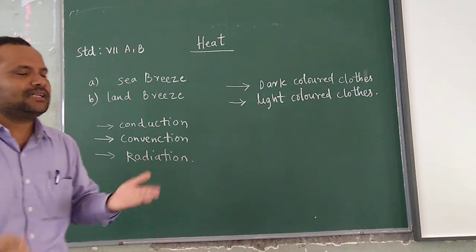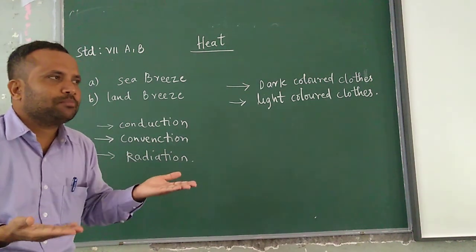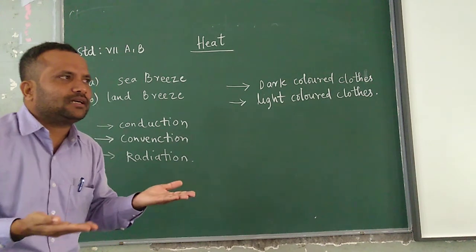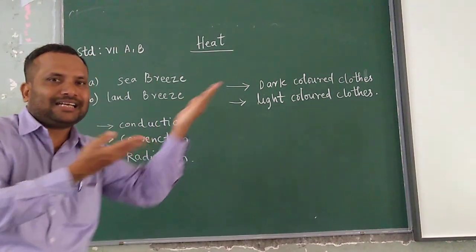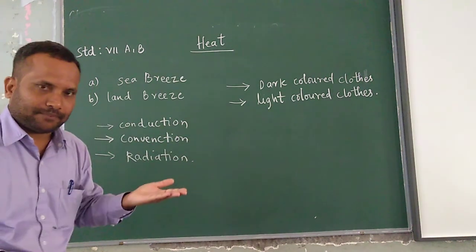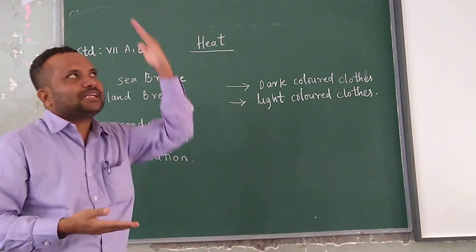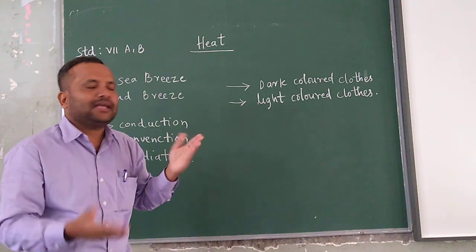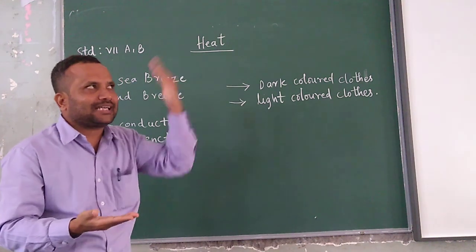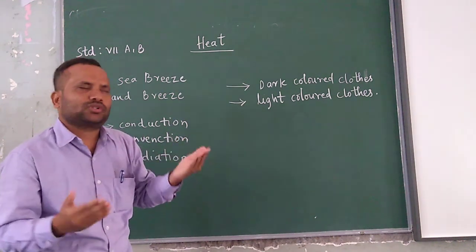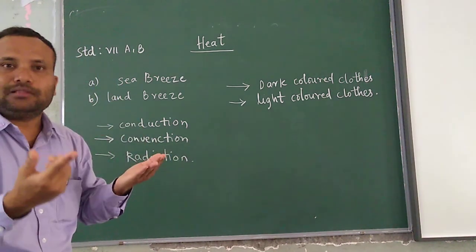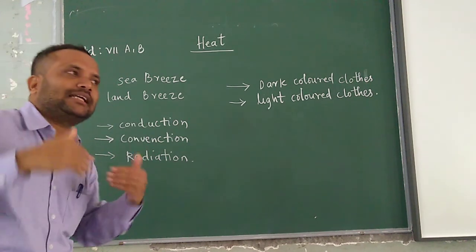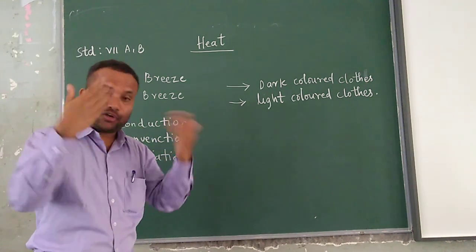These radiations, children, do not require any medium, because most of the space between the sun and the earth has no air. There is no medium between the sun and the earth. Most of the space is empty only. But still, the sun's radiations can travel in the vacuum also.